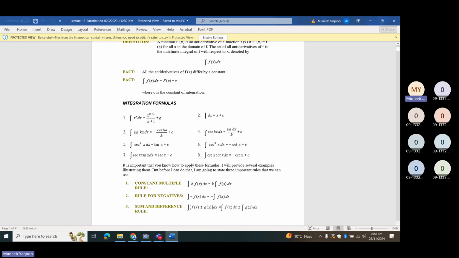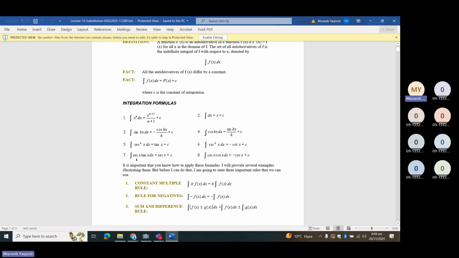Similarly, if we are to integrate sin x, obviously it is minus cos x plus c. Similarly, if we are to integrate cos kx, it is sin kx upon k plus constant of integration. We all know that integral of secant square dx is tan x plus c because the derivative of tan x is secant square x. Similarly, formula number 6, integral of cosecant square x dx is minus cot x plus c.